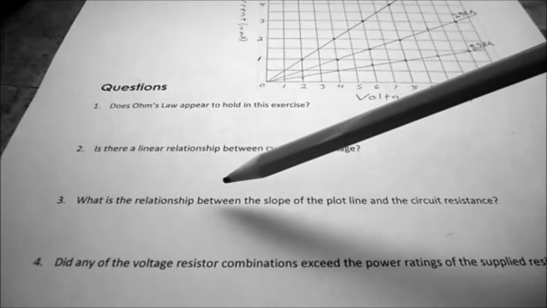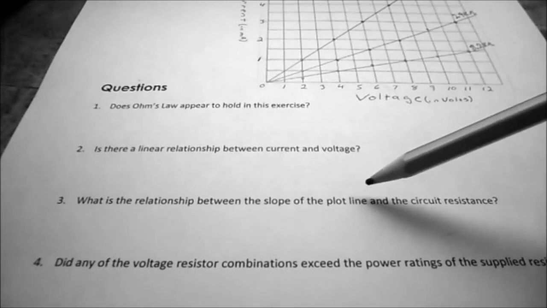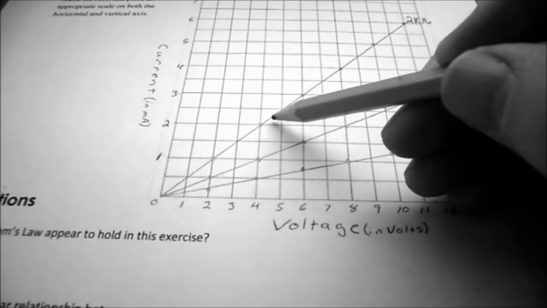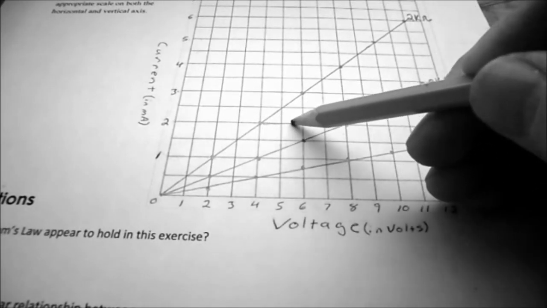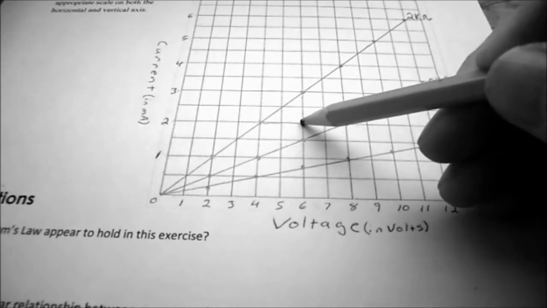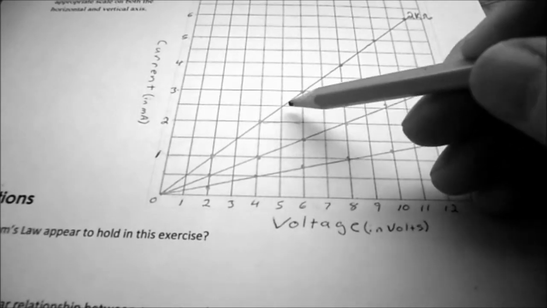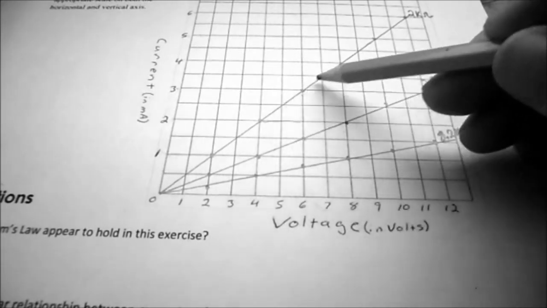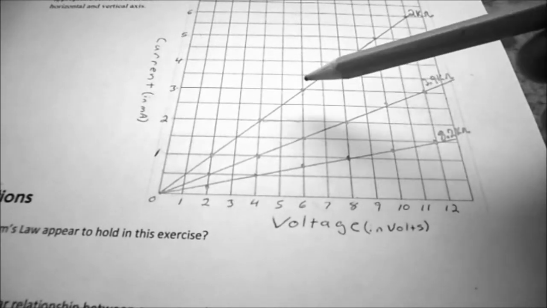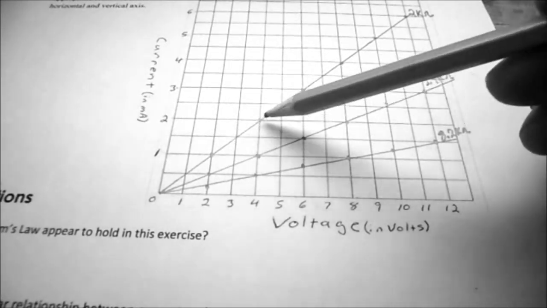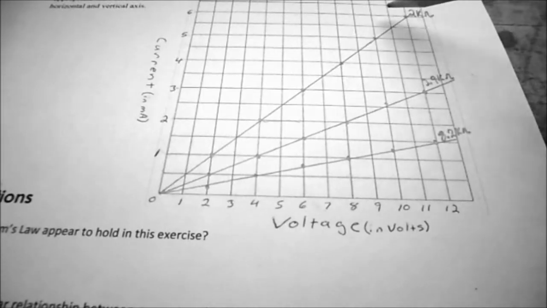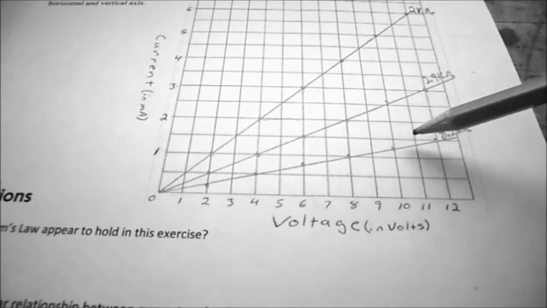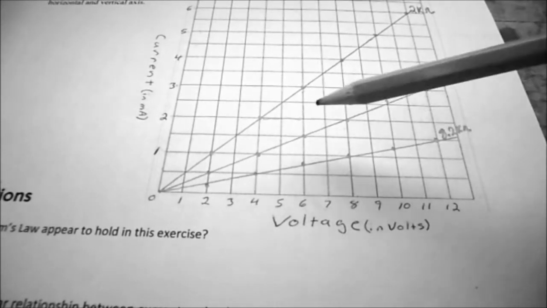Question 3, what is the relationship between the slope of the plot line and the circuit resistance? So please remember, when you're looking at the slope, what they talk about is the rise over the run gives you the slope. So it's the angle that the line is moving at. So you can see the steeper the slope, the lower the resistance, the higher the current. The lower the slope, the higher the resistance, the lower the current.